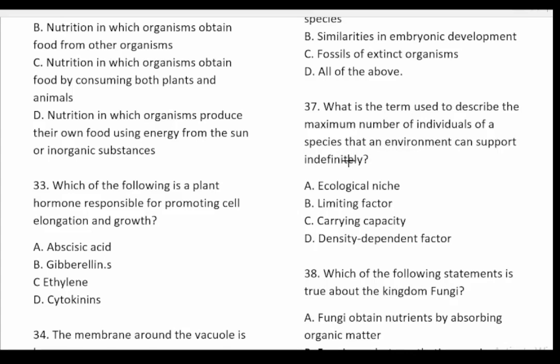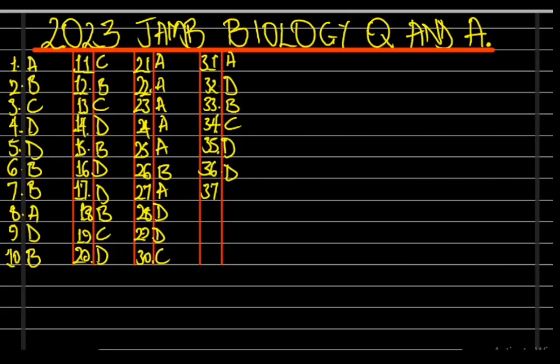So it is no longer talking about population. It is this time around talking about the ability of that environment. What does that environment have in form? What is the capability of that environment? And that is actually what we refer to as the carrying capacity of an environment. So the carrying capacity of an environment is the maximum number of organisms that that environment can accommodate at a specific point in time. If it passes that particular limit, the environment will no longer be able to support them, and then competition sets in. So the answer to question 37 is the carrying capacity. That is option C. So we move to question 38.